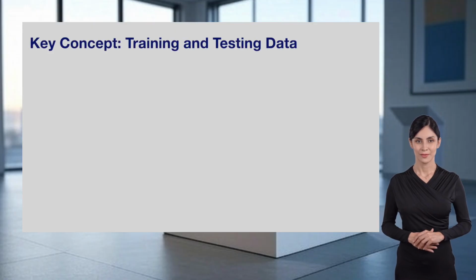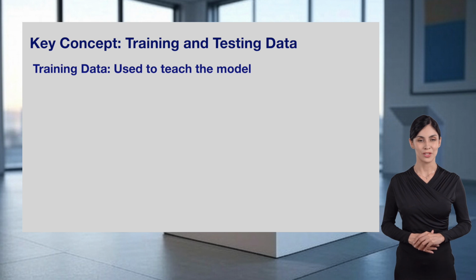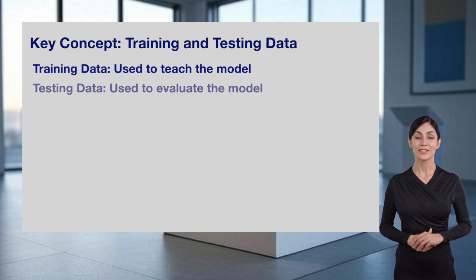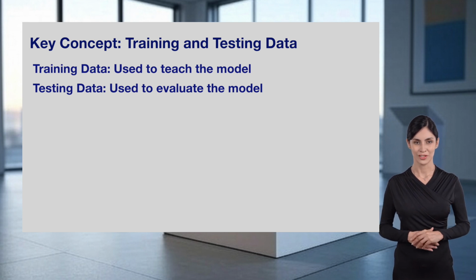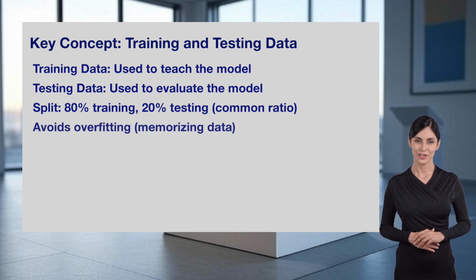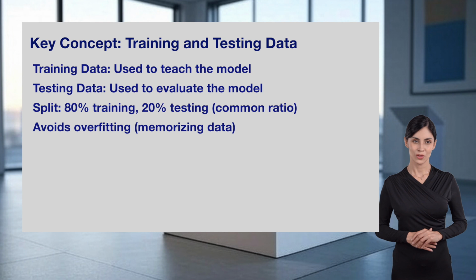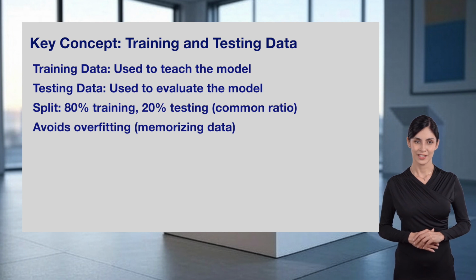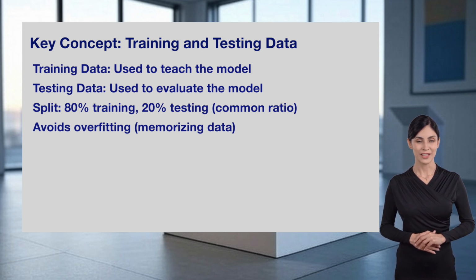Another key concept is training and testing data. Training data is what we use to teach the model. It's the study material. Testing data is separate and used to evaluate how well the model learned. A common split is 80% for training and 20% for testing. This split helps avoid overfitting, where the model memorizes the data instead of learning general patterns. It's like studying for a test, but saving some questions to check your understanding.